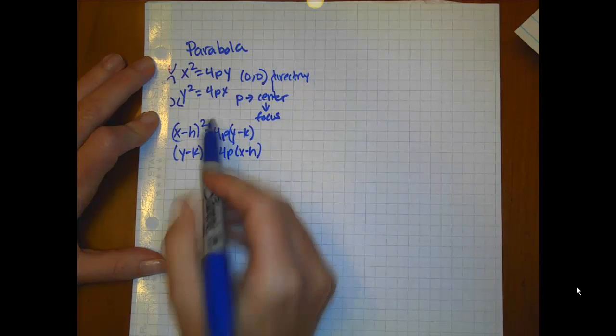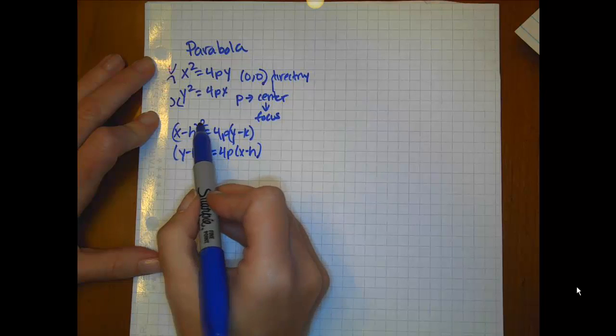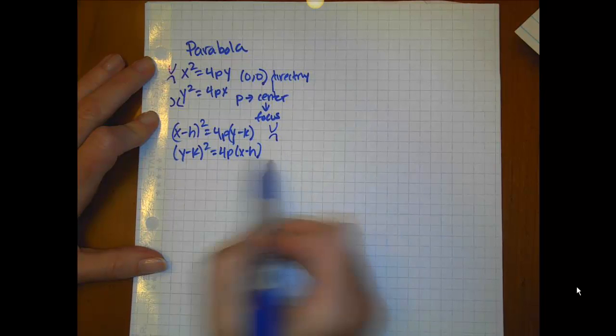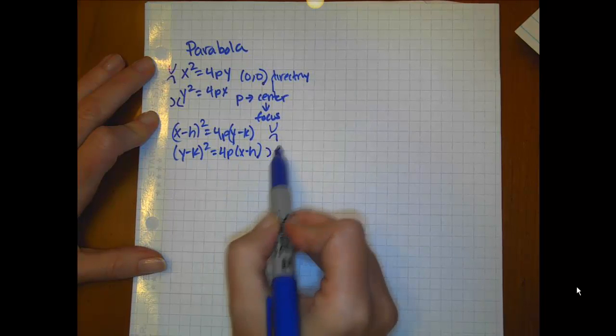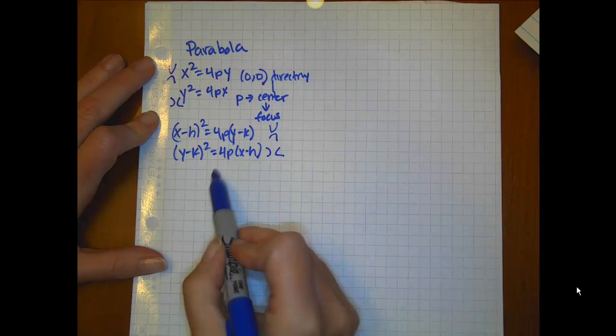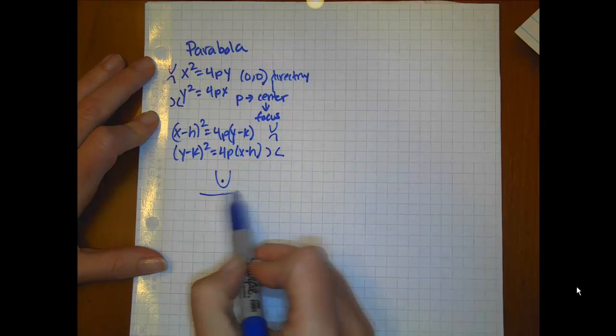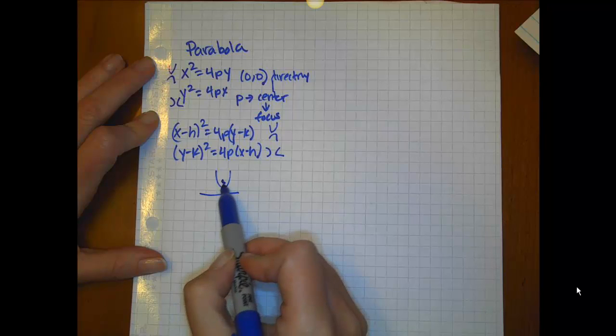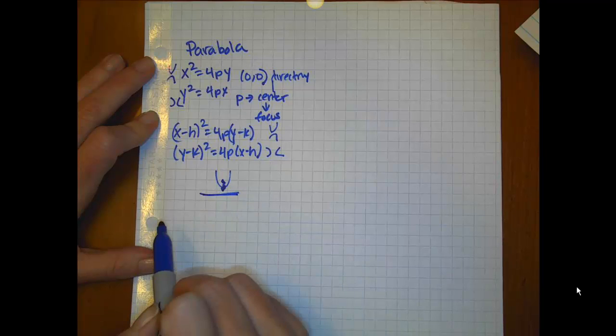Again, where when the x is being squared, that's an up or down parabola. When the y is being squared, it's a side-to-side parabola. And p is always that distance that is between the directrix to the vertex and from the focus to the center and the center to the directrix.